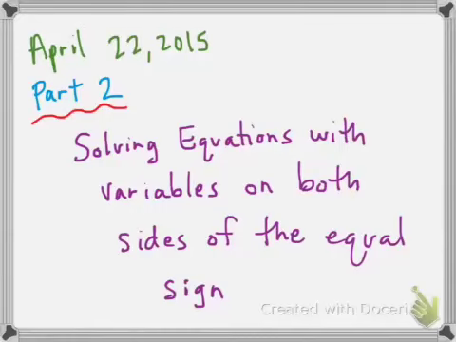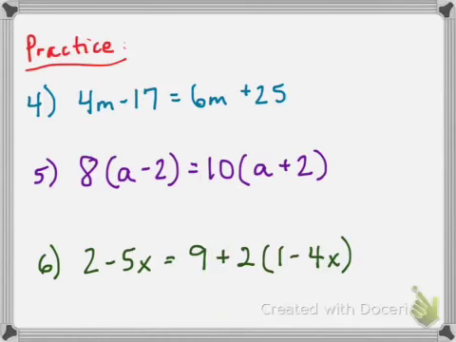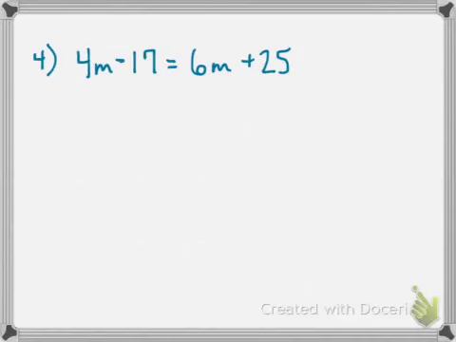So you should have completed part 1 of solving equations with variables on both sides of the equal sign. So this is part 2. These are your 3 final practice problems to complete, numbers 4, 5, and 6. Copy these down in your notebook in the boxes for 4, 5, and 6. Complete them on your own, or you can follow along with the video. If you complete them on your own, check back in, and then we'll work through them together.